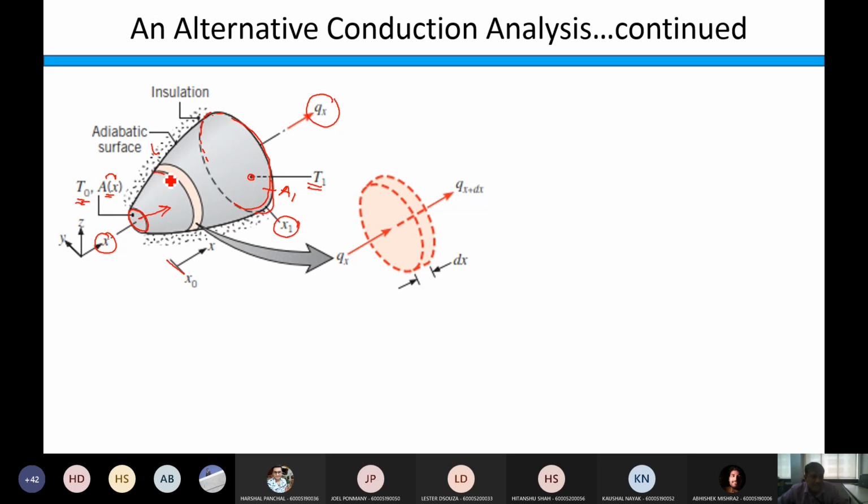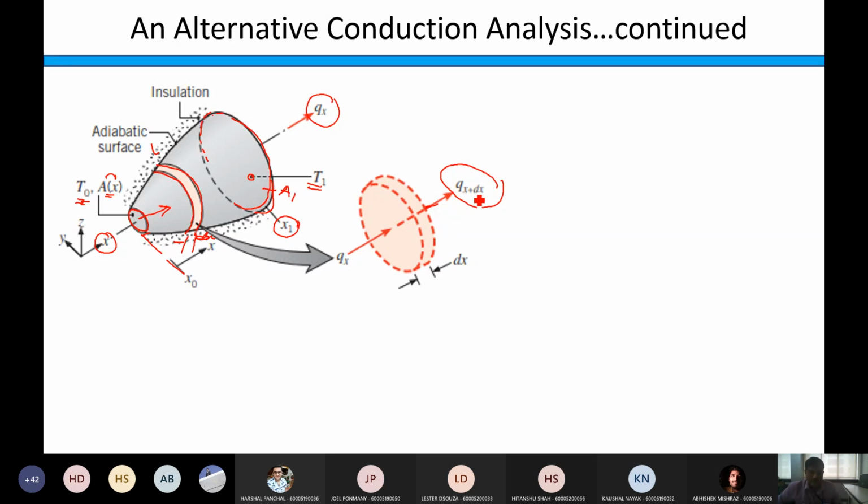Now I am taking any random ring-like structure at a distance x from this starting point, right? And the thickness of this strip is dx. So I have shown it here. Dx is the thickness of the strip. So the heat transfer taking place in this element is qx from this side, and what is going out is q at x plus dx. So this x plus dx thickness is added here. So this phase is located at x plus dx distance from the starting.